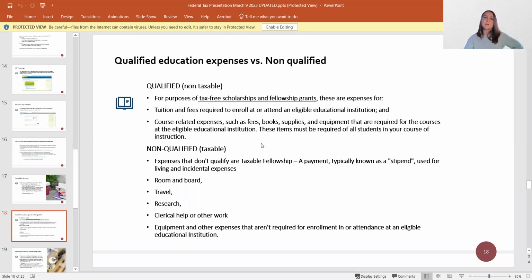Non-qualified is taxable. It's everything that is not related to books and tuition, for example, housing, room and board, travel, research, any clerical help you provide, or equipment used for other purposes than you use for the classes. So all these non-qualified scholarships and fellowships are taxable. And if you were requested to provide Glacier tax documents, it means UCSC already determined that your fellowship is taxable.